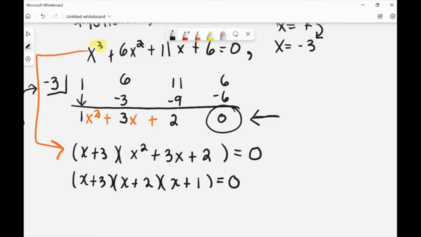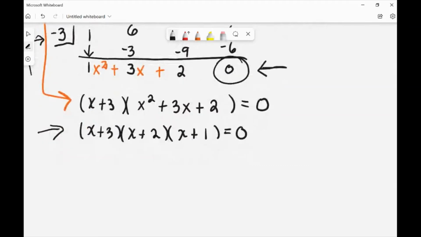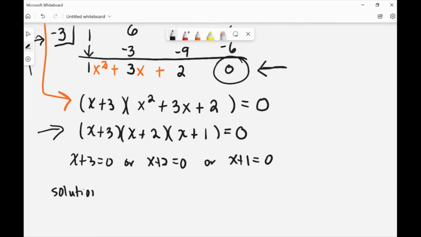Then they said use the result to factor the polynomial completely. We just factored completely right here. And then it says list the real solutions. How do we find the solution? Set everything to 0. Correct. So we're going to set all of these to 0. The solutions are, y'all tell me what the solutions are. Negative 3, negative 2, negative 1. Correct.